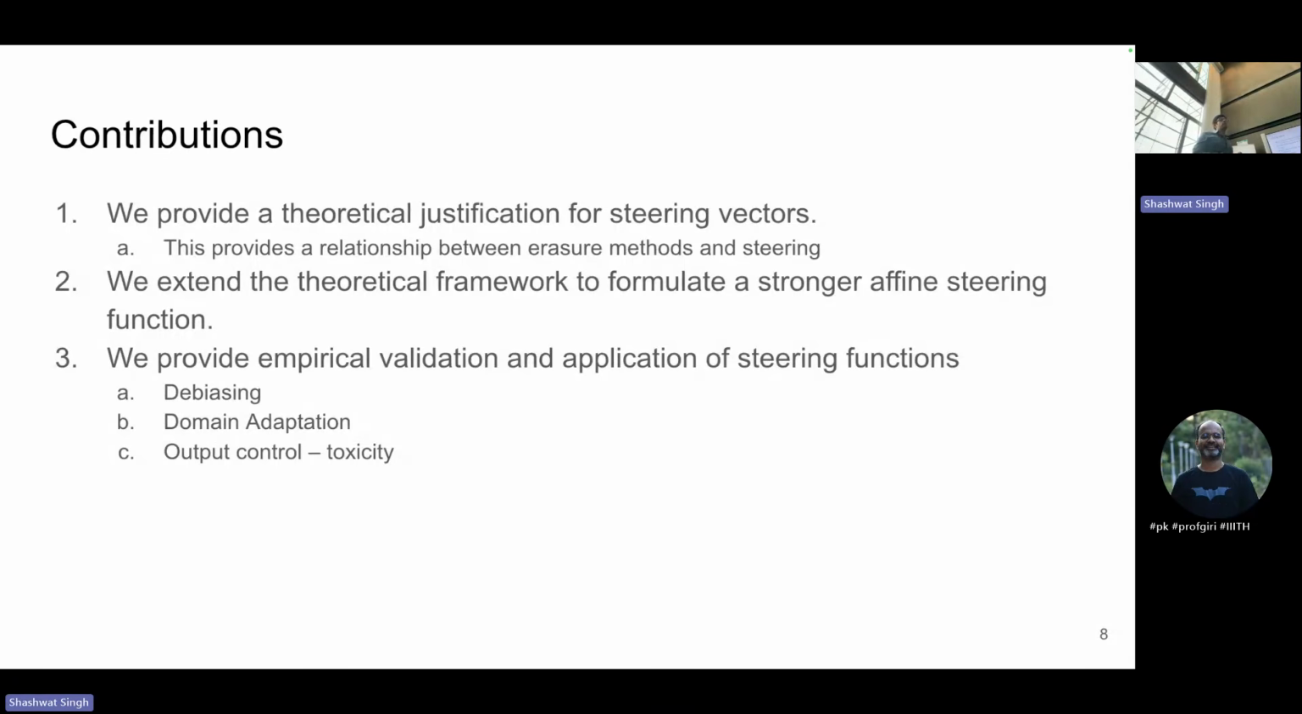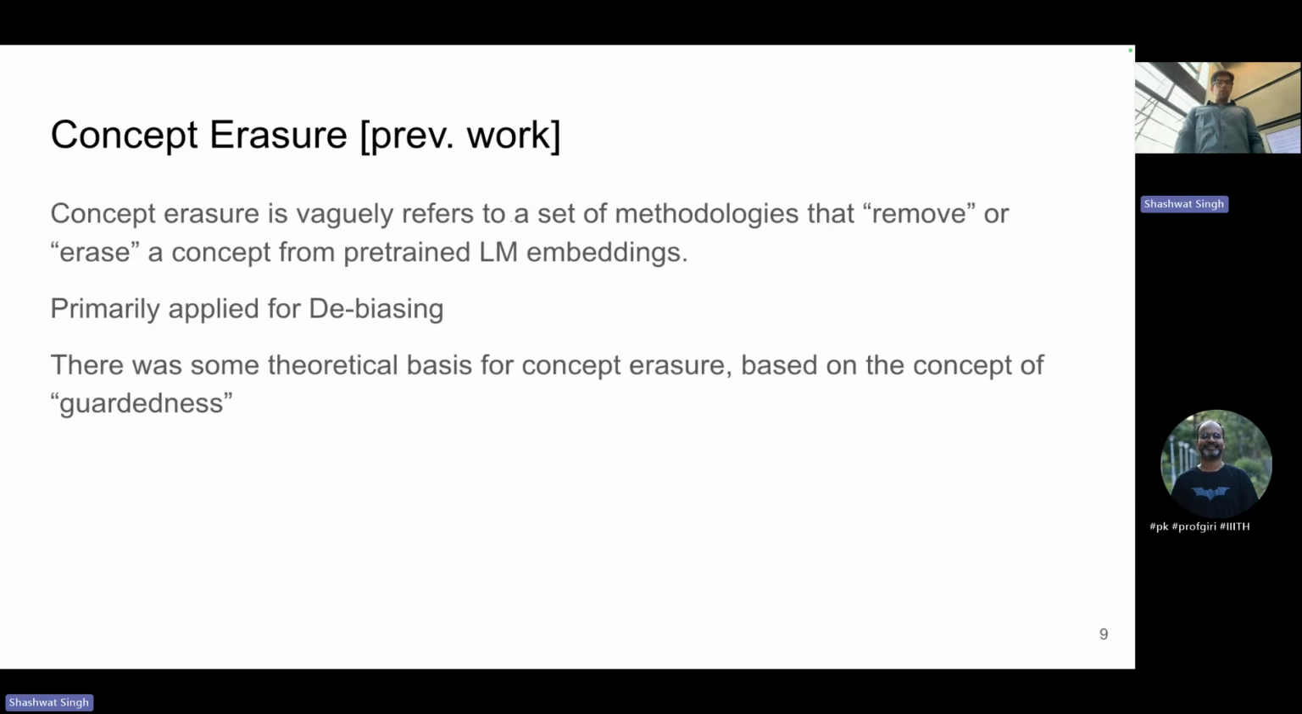Second, once we have this theoretical framework, we use it to define stronger steering functions by adding more constraints, which I'll describe properly later, and that leads us to better results, which we verify empirically. That is the third contribution. We show results in debiasing, domain adaptation, and output control, specifically for toxicity. So I'll just move on.